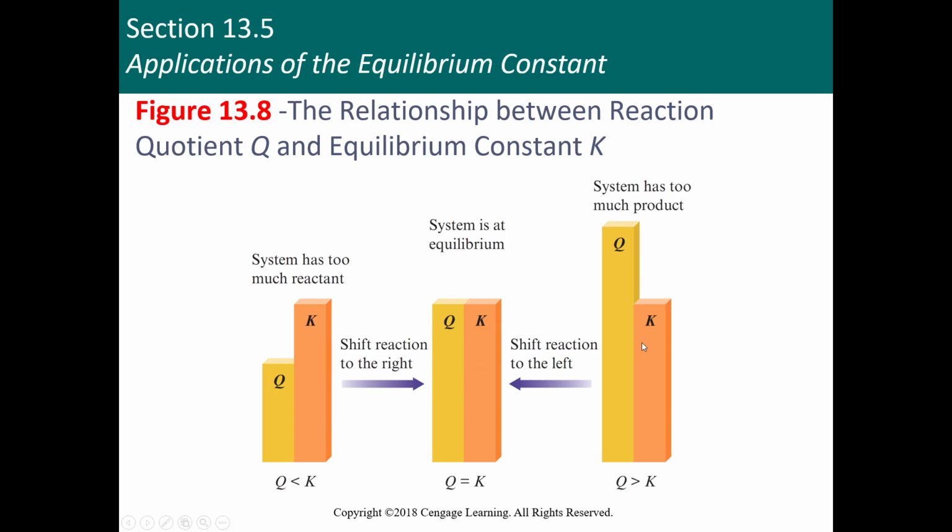All right, so if Q is larger than K, the system has too much product, and you will shift towards reactant. You will consume product to make more reactant until you reach equilibrium. Now again, this doesn't tell you how fast it will happen, but eventually you will go towards equilibrium. If your Q is less than K, then the system has too much reactant. You will consume reactant to make more product and shift the reaction to the right towards product, which will give you the system at equilibrium eventually.